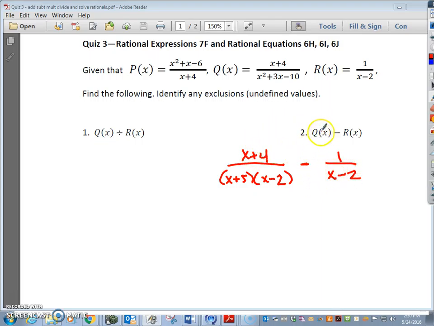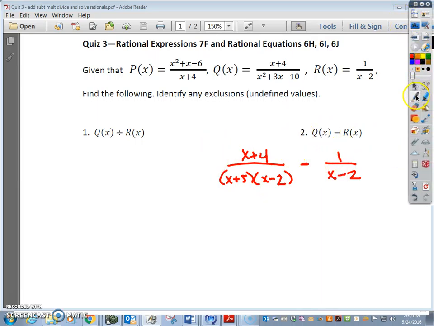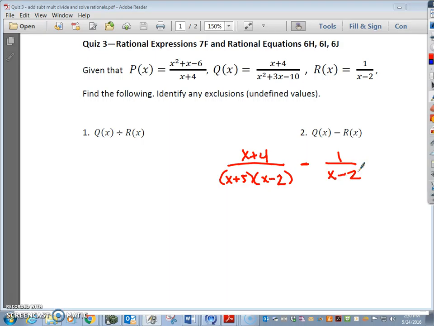So this is Q of x minus R of x, this minus that. So how do I subtract one rational from the other? Subtraction is just like addition in that I cannot add or subtract unless the denominators match. So this one has to match with that one. Right now they don't match, right? What is missing from the second one?